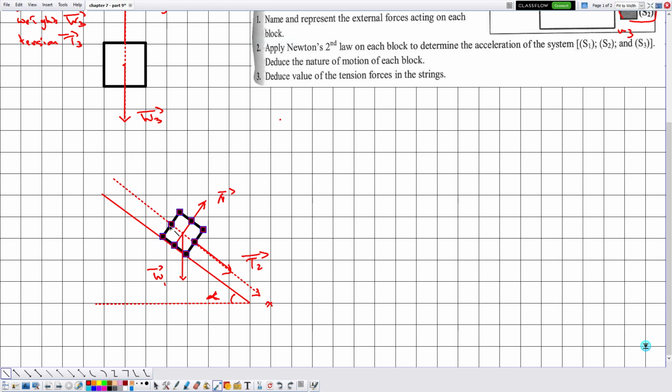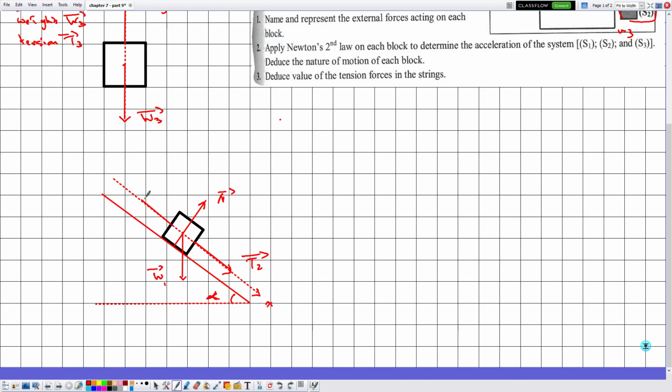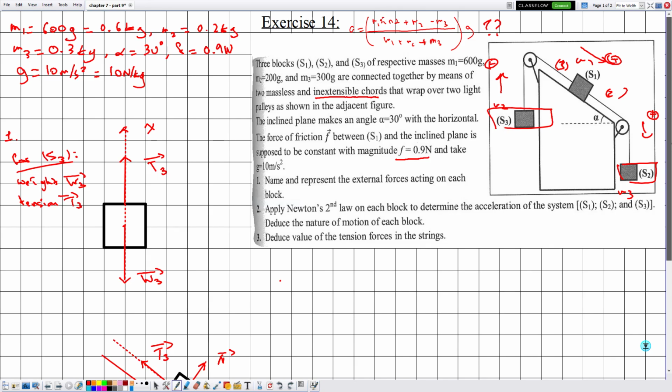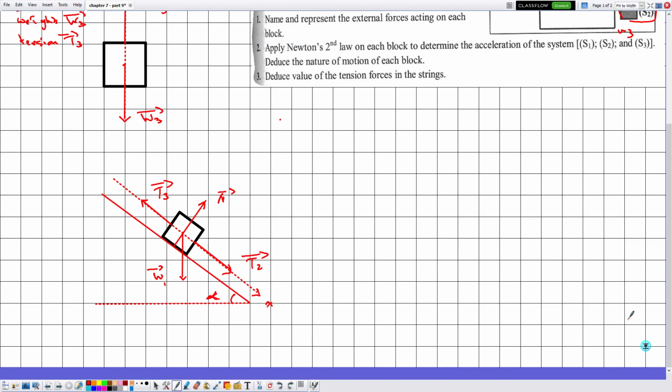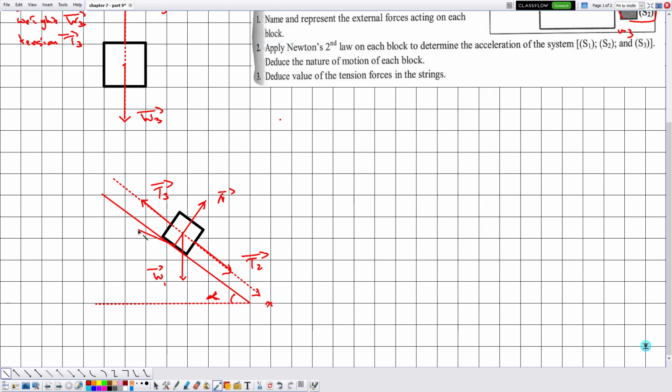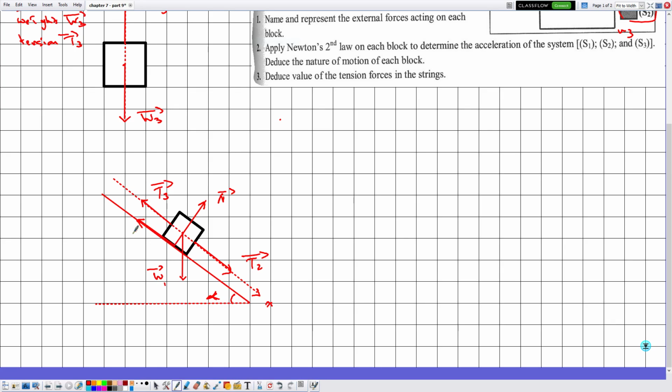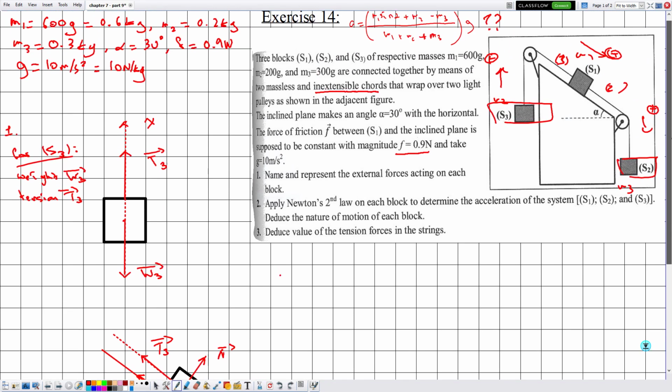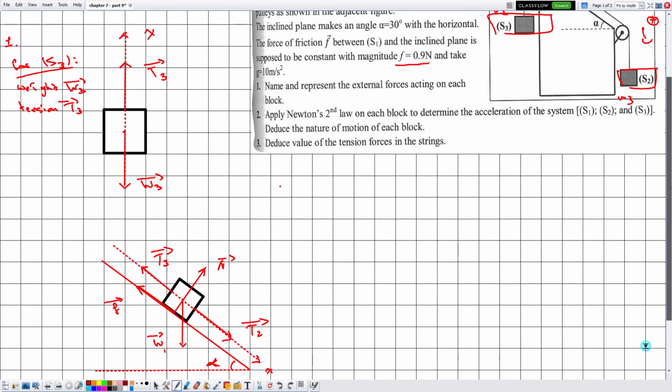And we have the tension T3. But recall that we also have the force of friction, which is given by F equal to 0.9 newtons. Since this is supposed to be falling down, the force of friction is opposing the direction of motion, which is like this along the inclined plane. Other than that we don't have anything.